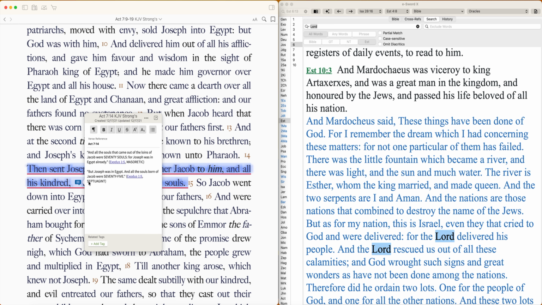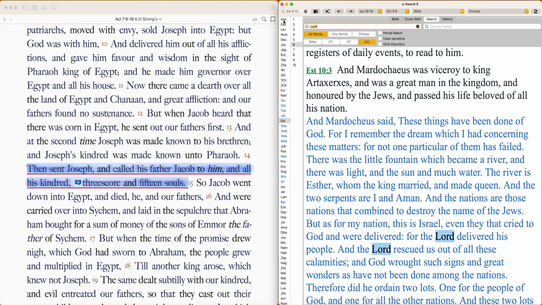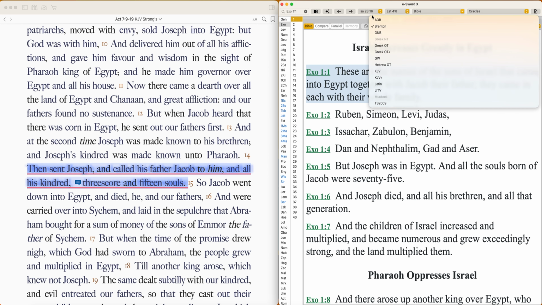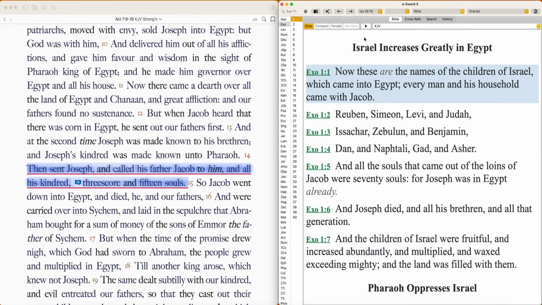Now, we can go into Exodus 1:5. I'm going to go to Exodus 1:5 in the Masoretic text. Let me just go here.